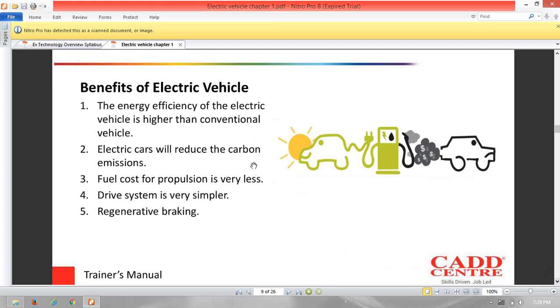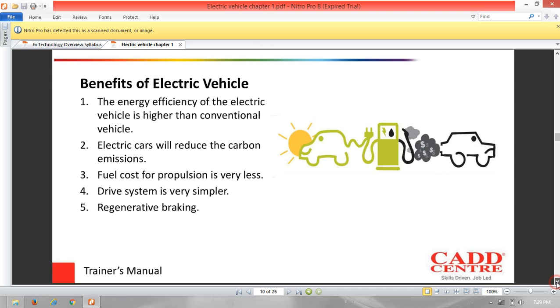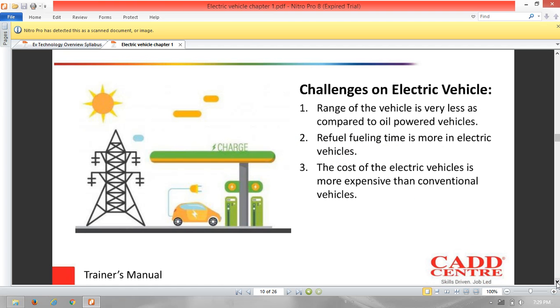And the benefits are definitely there: the efficiency of the electric vehicle is higher than conventional vehicles. These are a few of the benefits. And the challenges are, as I told, the range of the vehicle is very much less compared to oil powered vehicles, and even the cost is a little high in EV. Initially for one vehicle it is more, but if you are producing a larger number of vehicles, then the price would go down.